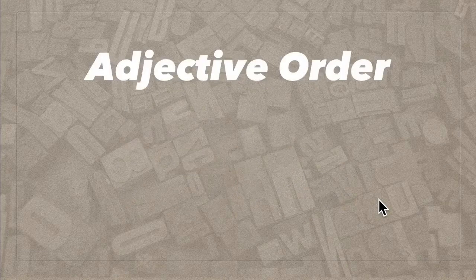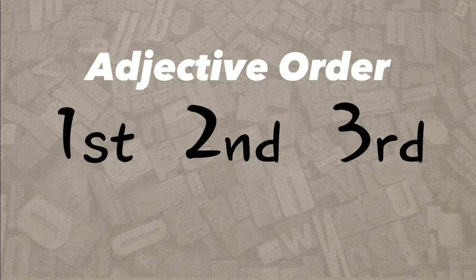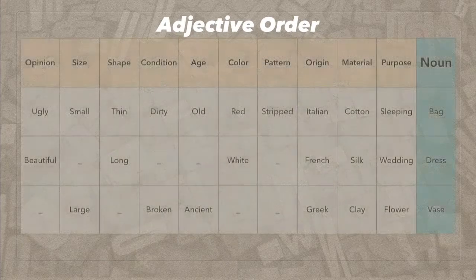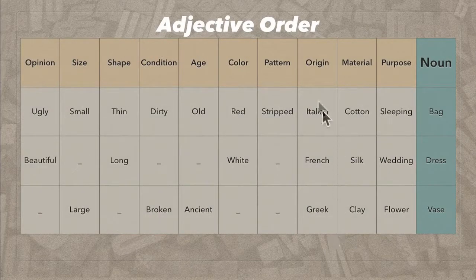Okay. Now, believe it or not, there is an order to adjectives. And don't get scared. It's not as difficult as it looks. Here's a large table with the correct order for adjectives. And here's our noun. We're going to describe a bag, a dress, and a vase.